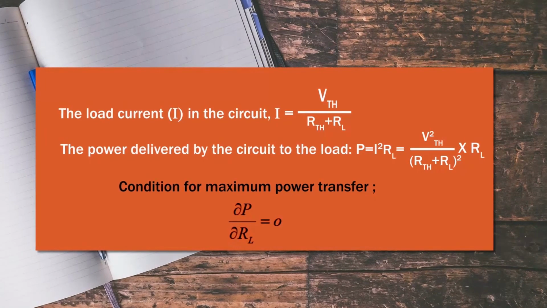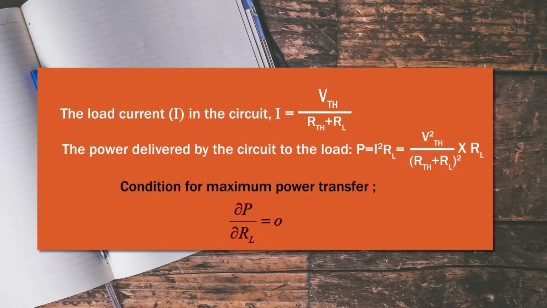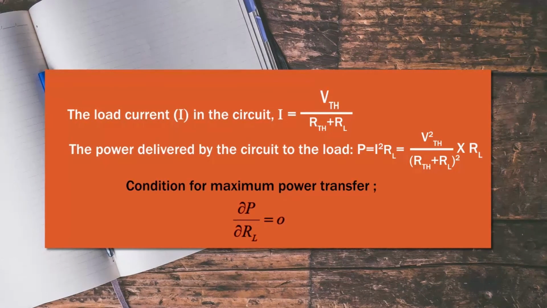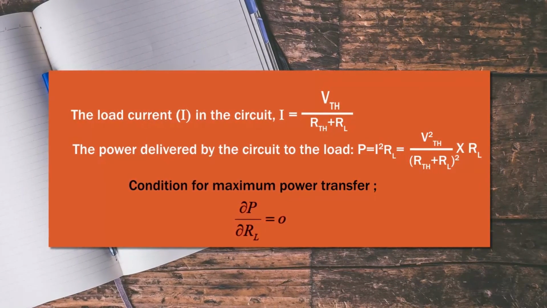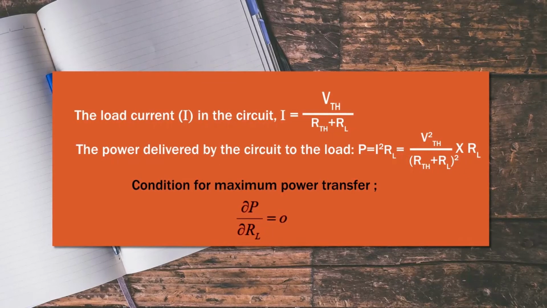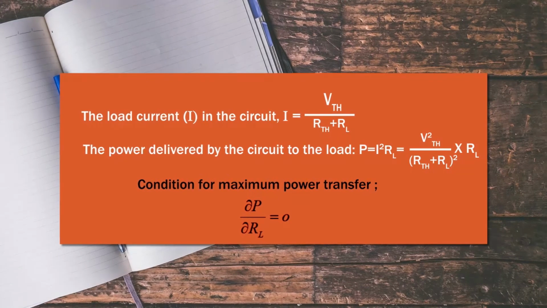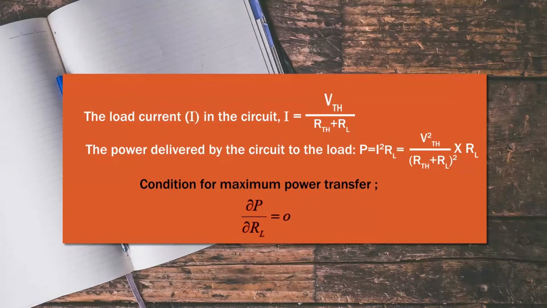And what is the value of I? The value of I is VTH upon RTH plus RL. So just put the value in this equation. It comes to VTH square upon RTH plus RL whole square, multiplied by RL. The condition for maximum power transfer can be obtained by differentiating the above expression for power delivered with respect to the load resistance, since we want to find the value of load resistance for maximum power transfer. So after differentiating this equation with respect to load resistance RL, just put it equal to 0.